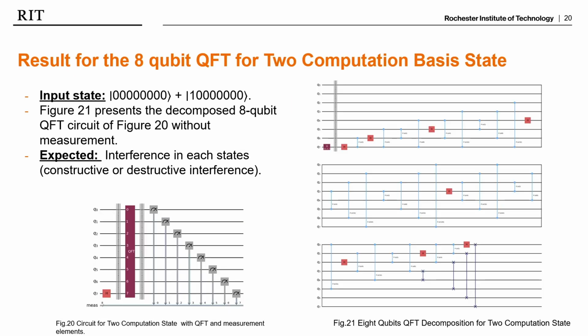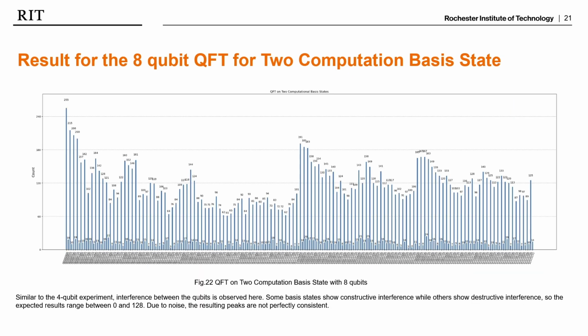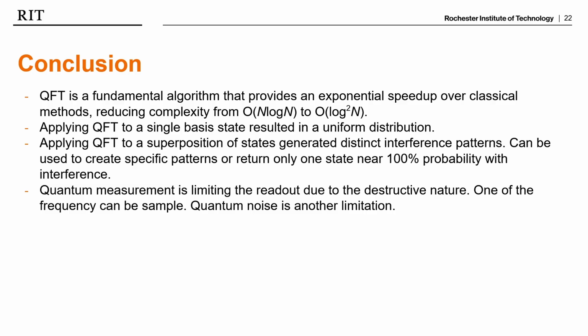For the two computational basis state, the input state selected was 00,00,00,00 plus 10,00,00,00. Figures 20 and 21 show the Qiskit circuit implementation. It is expected that the states will interfere with each other. Constructive and destructive interferences will be observed. Interference is seen in the result. This experiment has 16,384 trials for 128 unique states. Expectation was 256 for constructive interference, 0 for destructive interference. Again, due to the noise, the data fluctuates.